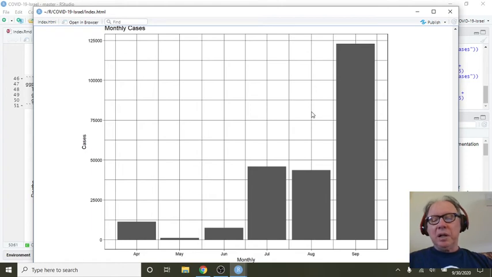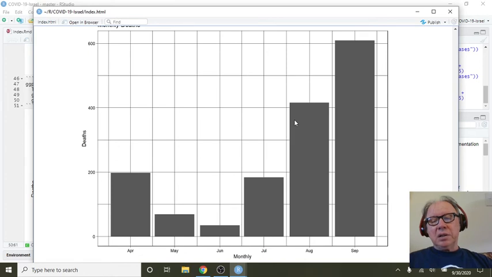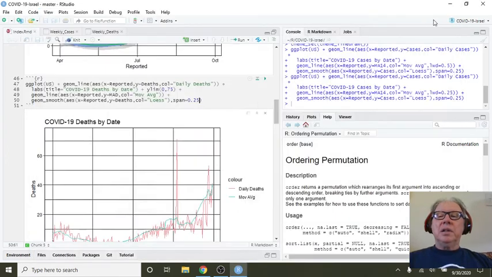Okay. Monthly numbers, not even close for September. This went way beyond July and August numbers. Deaths are beyond July and August numbers. There's 600 deaths so far for the month of September. Okay. So this takes care of our report for Israel.